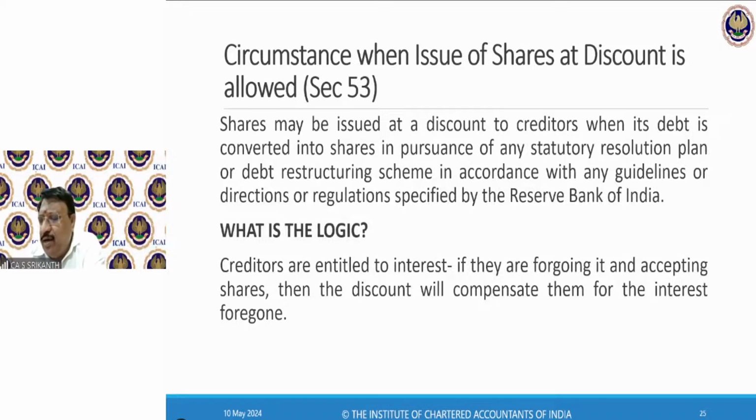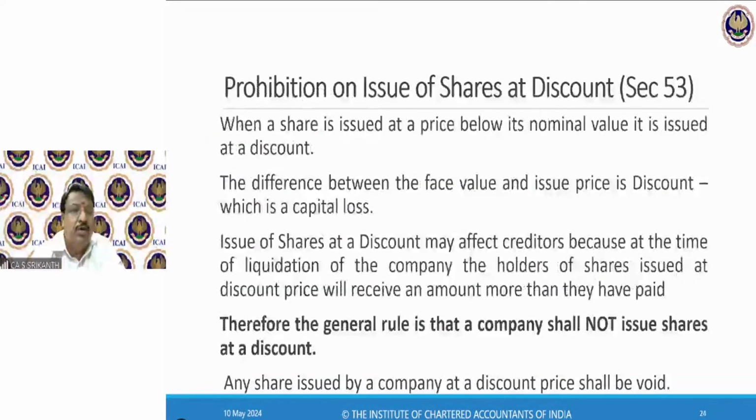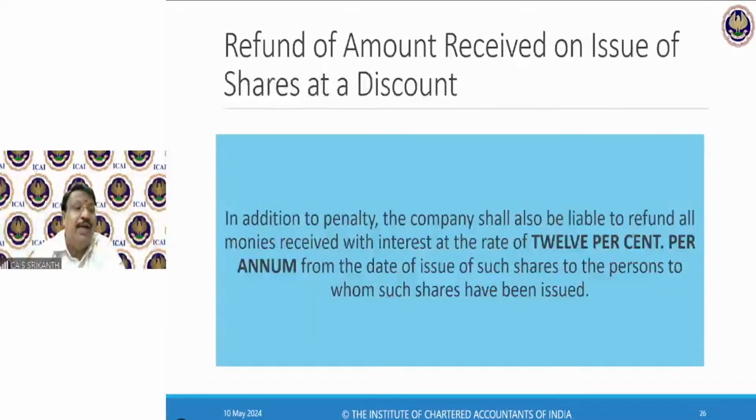This is the only situation where a company can issue shares at a discount. The only other situation, only two are there, is when they are issuing sweat equity shares to a director, they can issue it at a discount. These are the only two exceptions. Other than these two exceptions, if you issue it, that allotment is void. Any share issued by the company at a discount price shall be void, which means the entire amount should be refunded with interest at 12% per annum to the applicants.